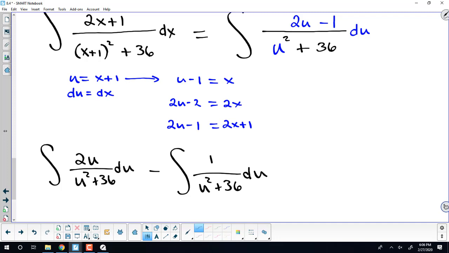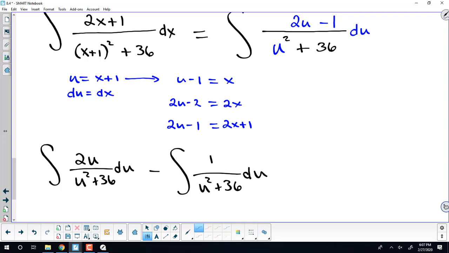So do we know the antiderivative of 1 over u squared plus 36? Hopefully you do. So there's inverse tangent of u over 6. What about this one? 2u over u squared plus 36. Yeah, that's just in logarithmic form, right? The derivative of the bottom is already on top. So that's ln absolute value, u squared plus 36, and this is minus 1/6 inverse tangent of u over 6. So we could take that approach and not ever have to do a trig substitution.